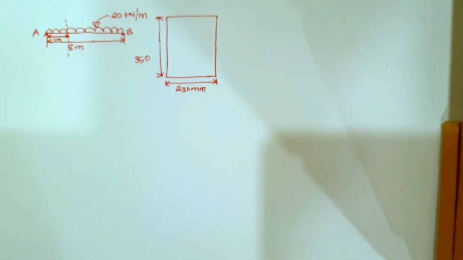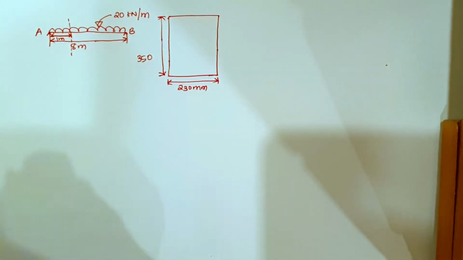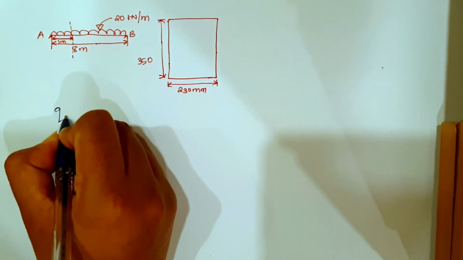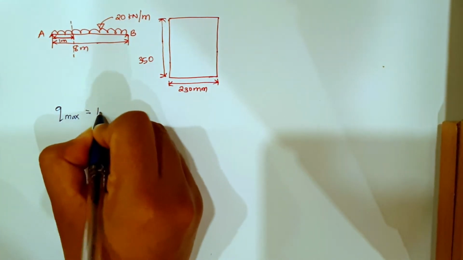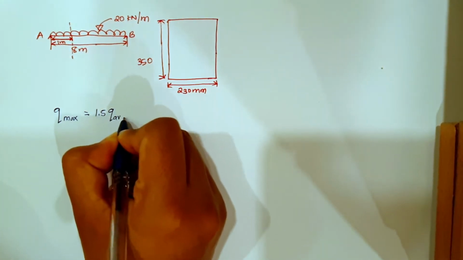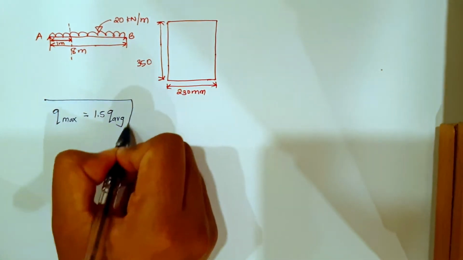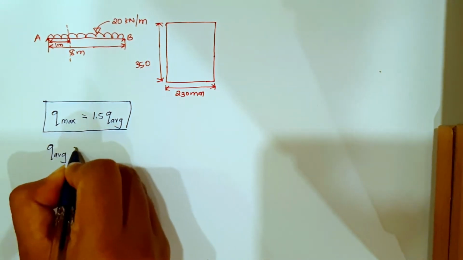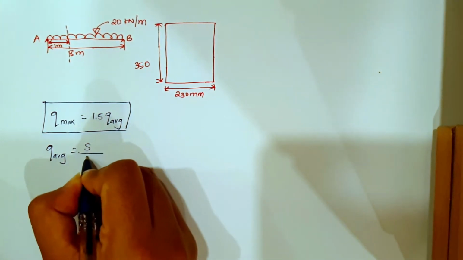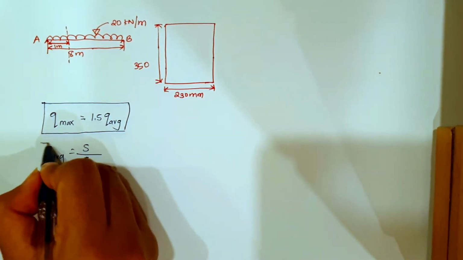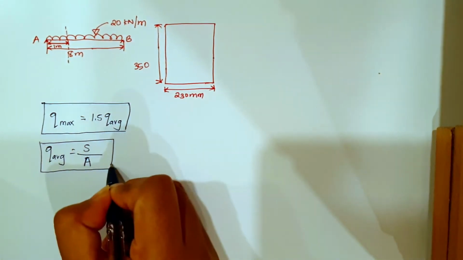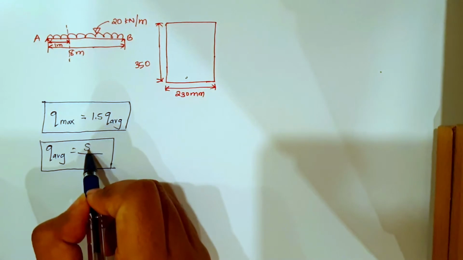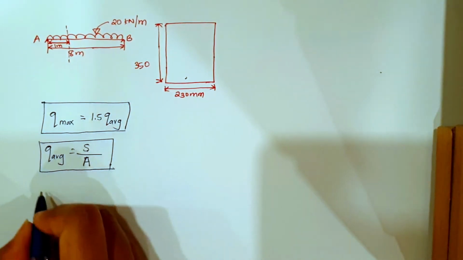So let us start. The formula to find maximum shear stress is Q max equals 1.5 times Q average. This is the formula, right? Now Q average is equal to shear force divided by area. We can find the area from the given cross section of this beam, but is the shear force given? Shear force is not given.